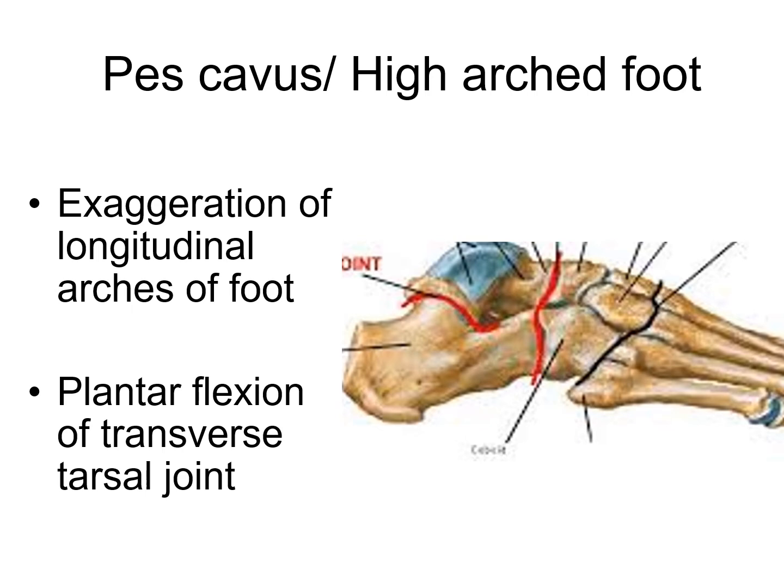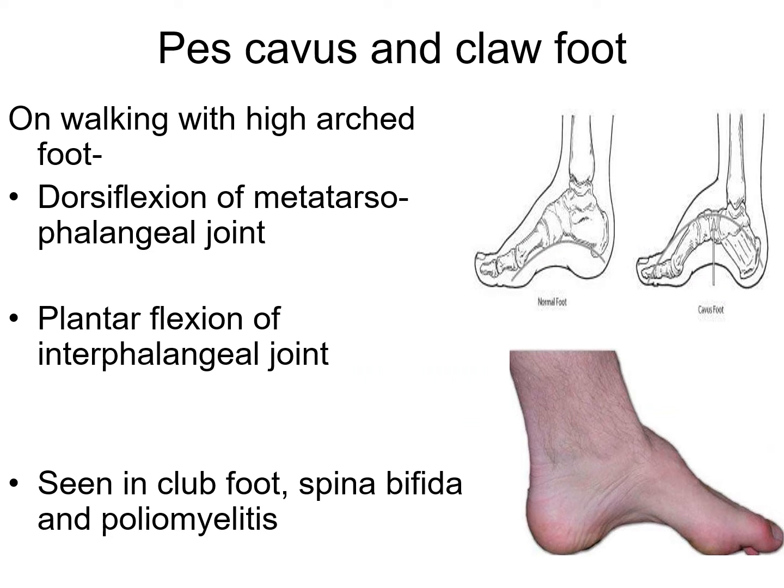Pes cavus is an exaggeration of the longitudinal arch, and there is a plantar flexion at the transverse tarsal joint so that the anterior part of the foot drops below the level of the posterior part. When the patient walks with the highly arched foot, the toes are dorsiflexed at the metatarsophalangeal joint and plantar flexed at the interphalangeal joints. Such deformity, when it is associated with pes cavus, is called claw foot.